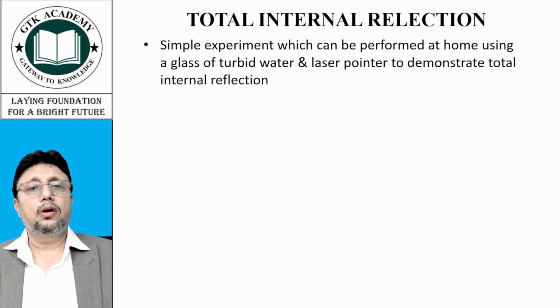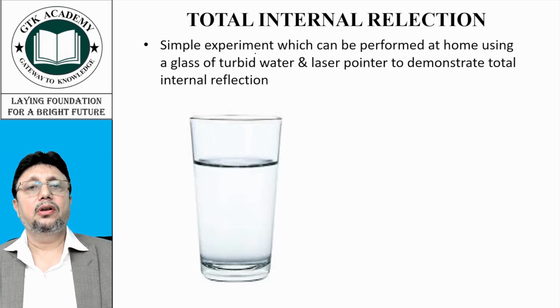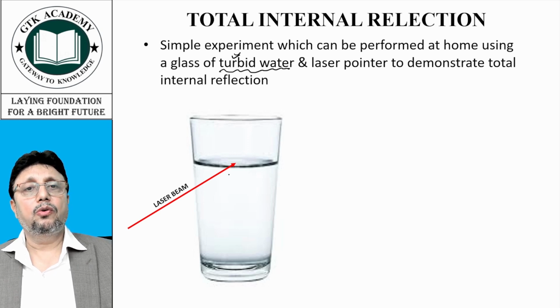Say this is a glass having turbid water, and we use a laser beam here. And why do we use turbid water? Because the laser beam is clearly visible. If you use very clear water, it won't be clearly visible. That is why we are using turbid water, and we can produce this laser beam by a laser pointer which is available at home.